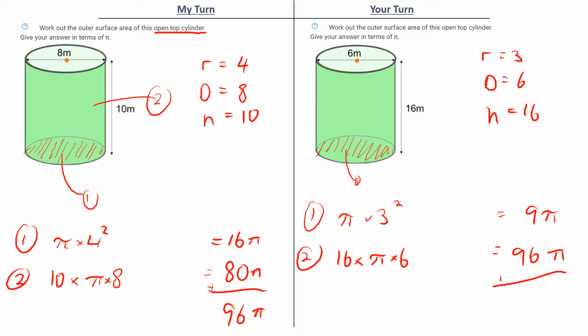Okay, so total surface area, again, all you need to do is add them together. So we've got 105 pi, and my units this time are meters squared.